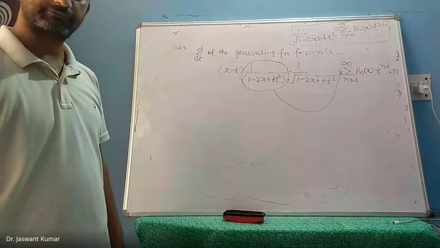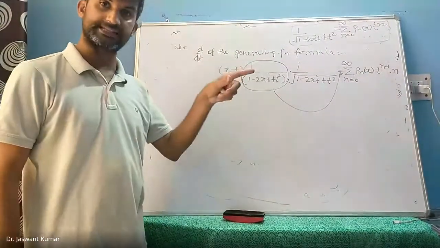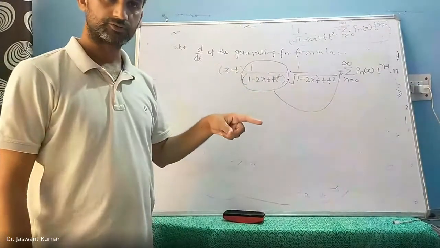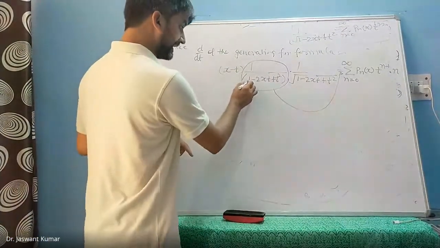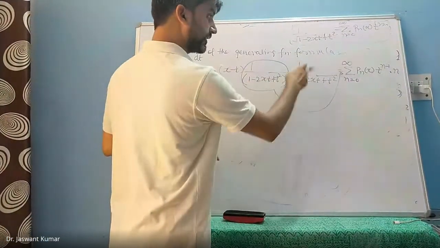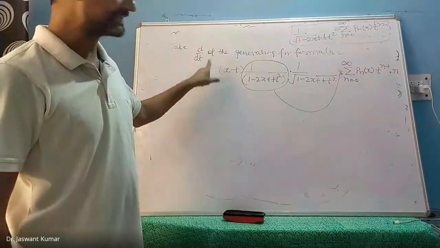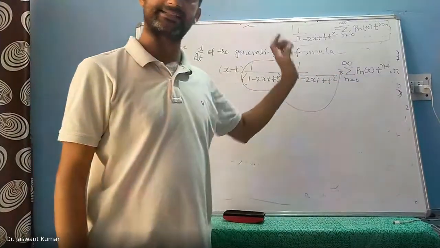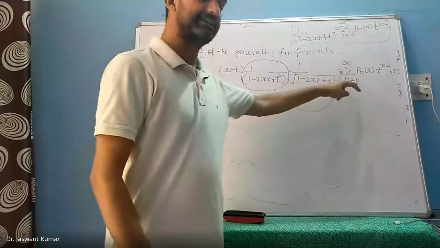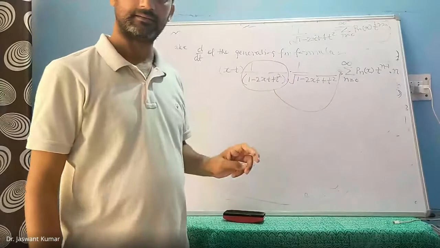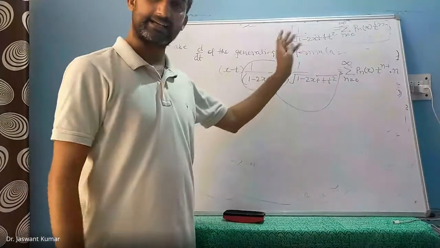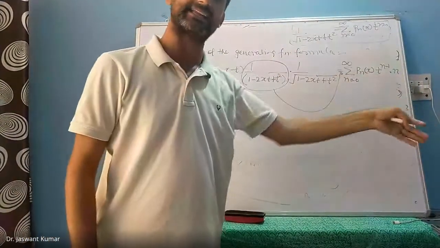You can once again look at the notes that I sent you. There you will find that you can take this 1 minus 2xt plus t square to the other side because there is no summation sign involved on the left hand side. The summation sign is involved only on the right hand side, and that summation is also over n. So anything which is other than n can go right inside the summation.